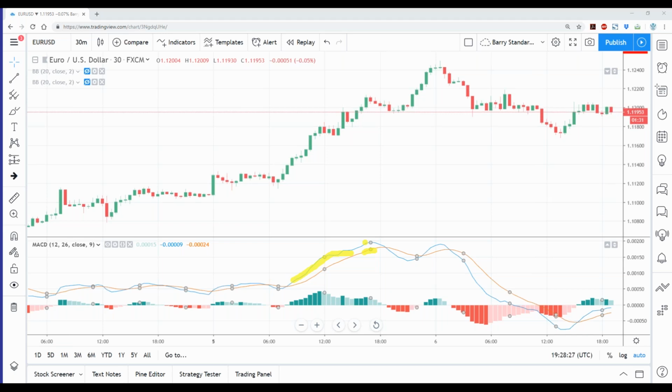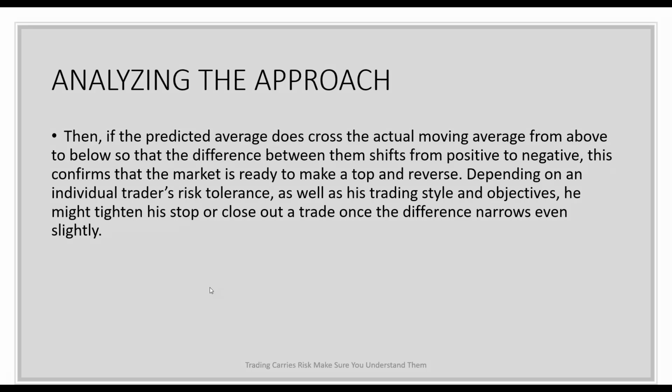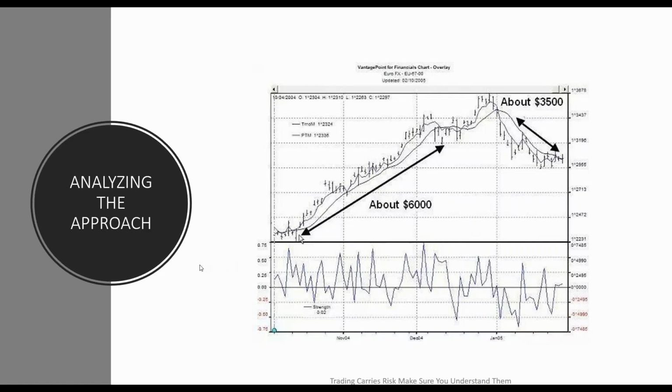So let's go back to my PowerPoint. When we talk about the moving average crossover strategy, if the predicted average crosses the actual moving average from above to below, so that difference between them shifts from positive to negative, this confirms that the market is ready to make a drop or reverse. Depending on an individual trader's risk tolerance, as well as his own trading style and objectives, he might tighten his stops or close out a trade once the difference narrows even slightly.